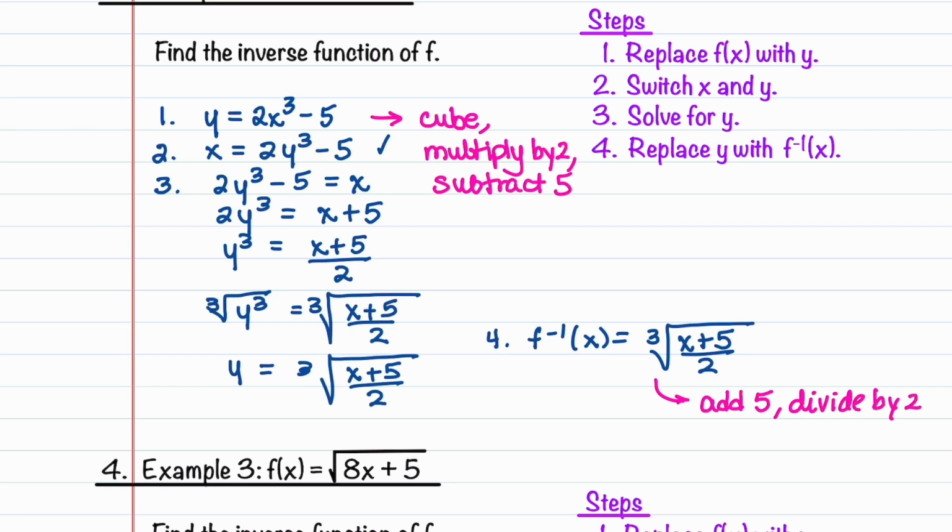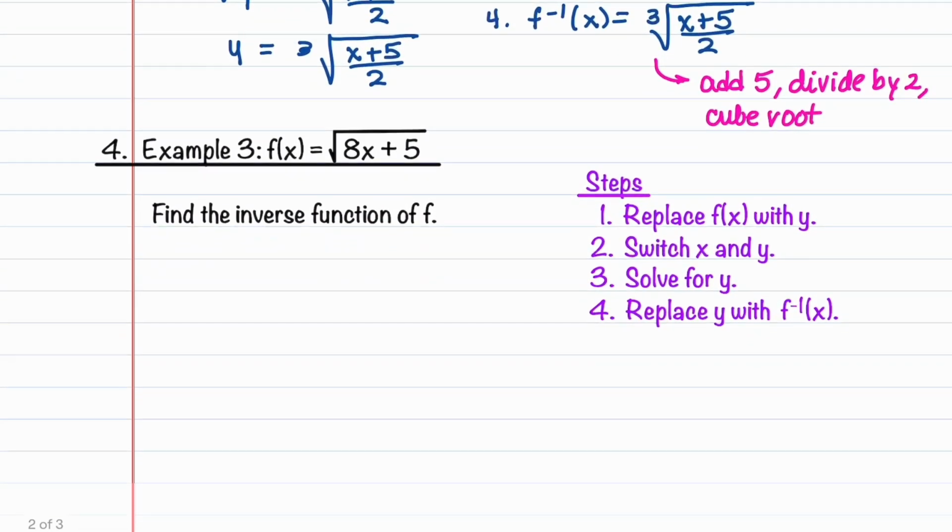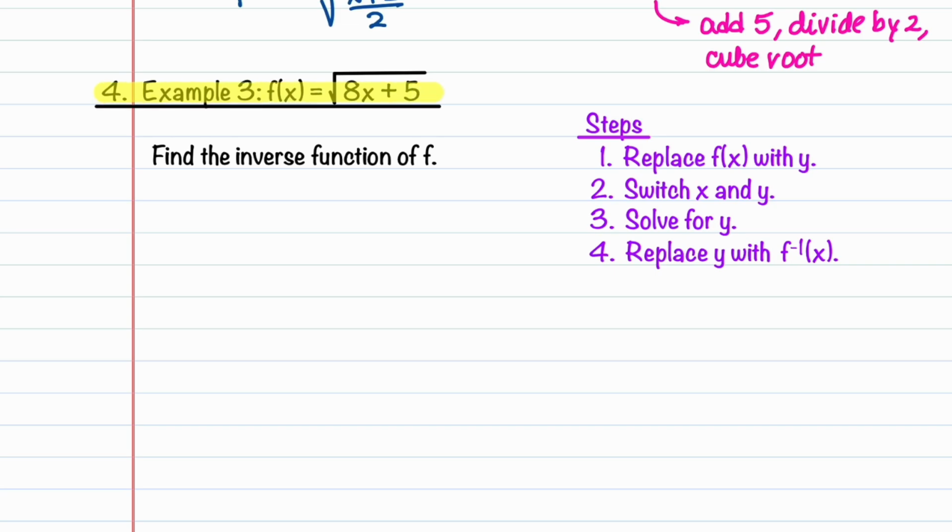That undoes our multiplication. And then lastly, we took the cube root, which undoes cubing the function. Let's now look at our third example. In this example, we have the square root of a function. Let's begin by replacing f of x with y. So we have y is equal to the square root of 8x plus 5.